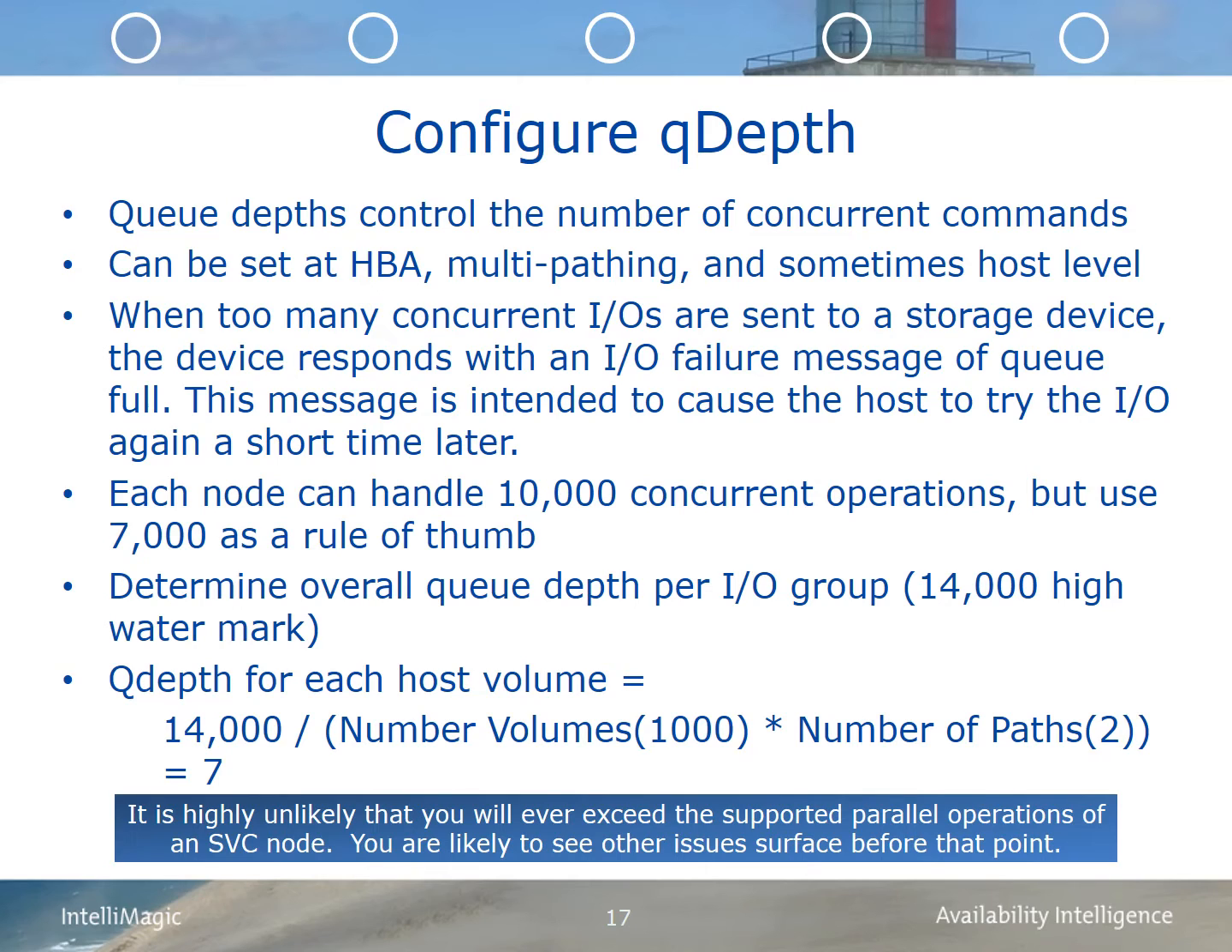The average queue depth, then, for each host, would be the total number of IOPS, which is 14,000, divided by the number of volumes multiplied by the number of active paths. So using 1,000 volumes as an example and using 2 as a number of active paths by default, you would get an average queue depth of 7 per host to run concurrent operations. Basically, in general, if you have poor response time on a host, but the SVC is not very busy, you can try to reduce the queue depth on the host. And if you have good response times on the host, but throughput is low, try increasing the queue depth.